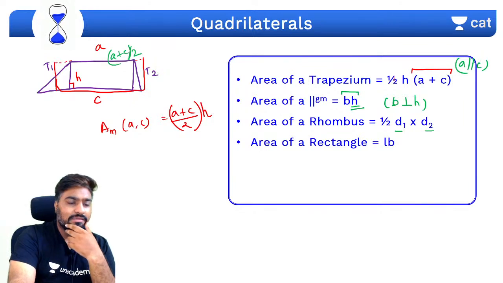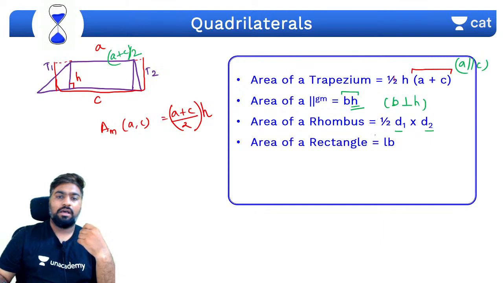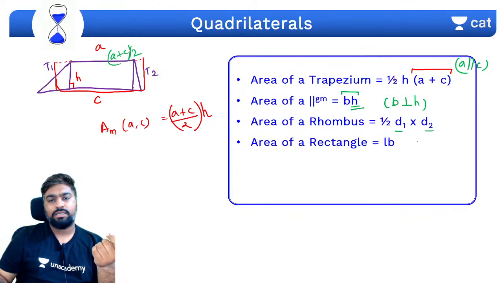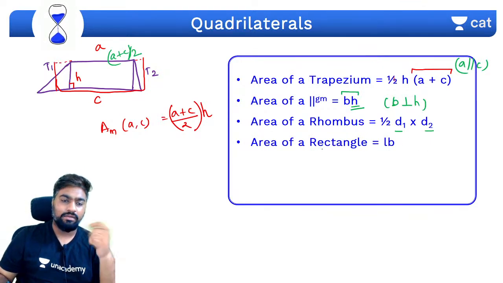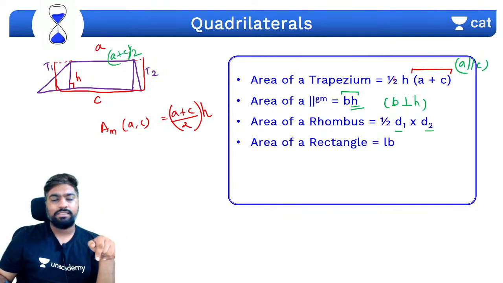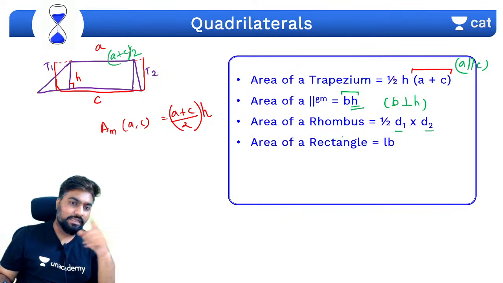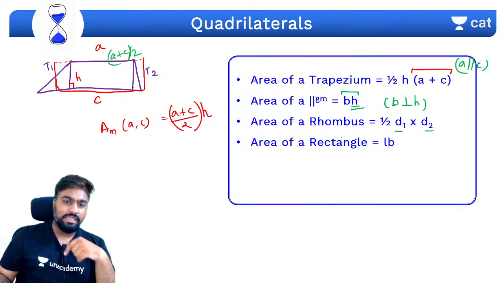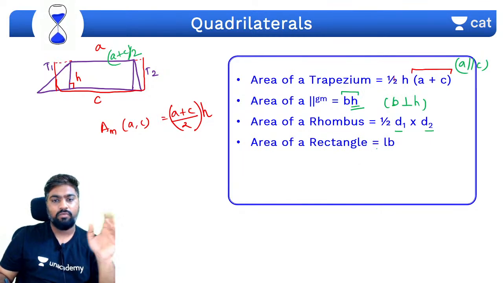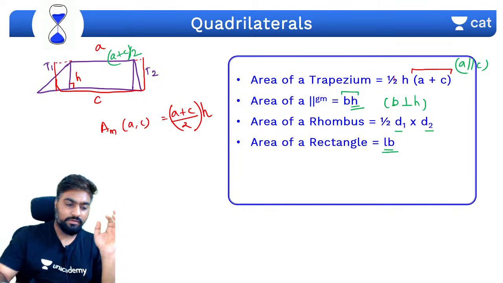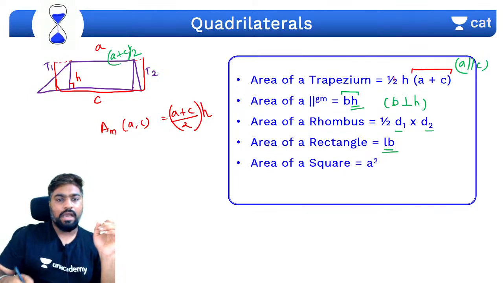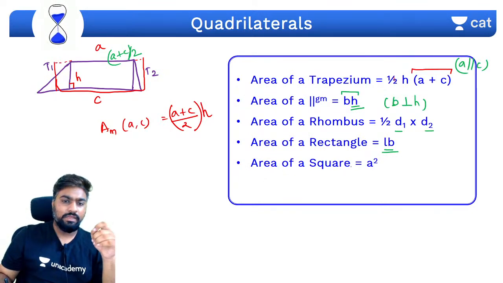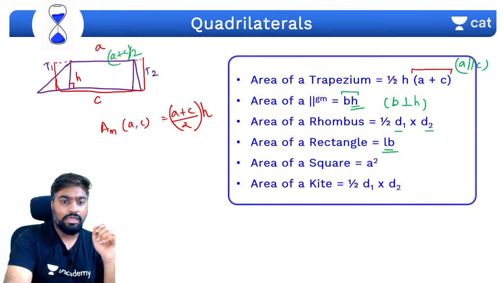Area of a rectangle, something that we all know, is length into breadth. Yes, length into breadth. How did this come into the picture? There are two congruent right triangles in a rectangle. So half times length times breadth plus half times length times breadth will give you length times breadth. है ना? And for a square, since all sides are equal, you can use a square. Done? Yeah.